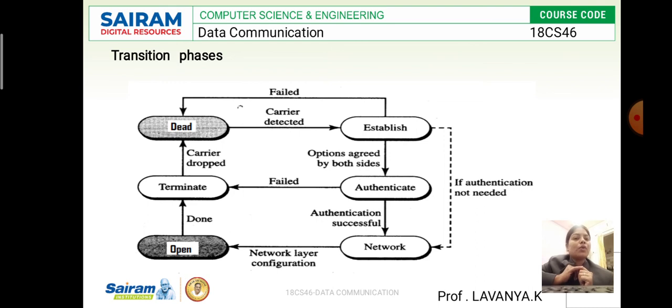At the network state, at the receiver side, it checks whether any protocols are available in the network layer. If any protocols are available, through that protocol the request will reach the destination side. During that time, the gate will be open. Once the request reaches the destination, then it gets the transactions. So these are the very important transition phases of the point-to-point protocol.